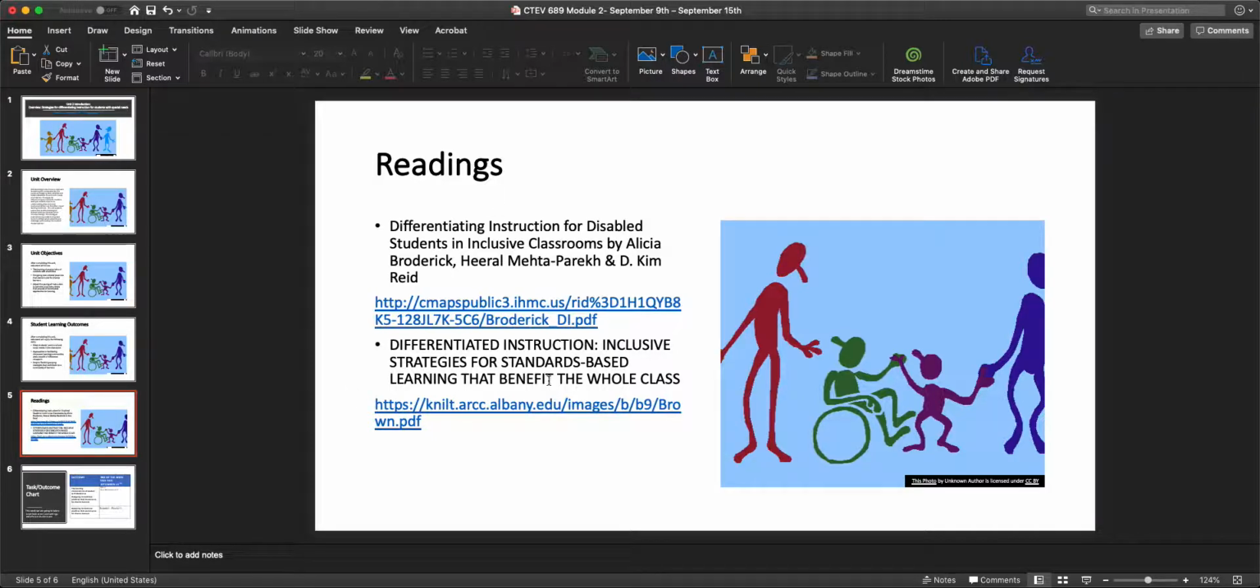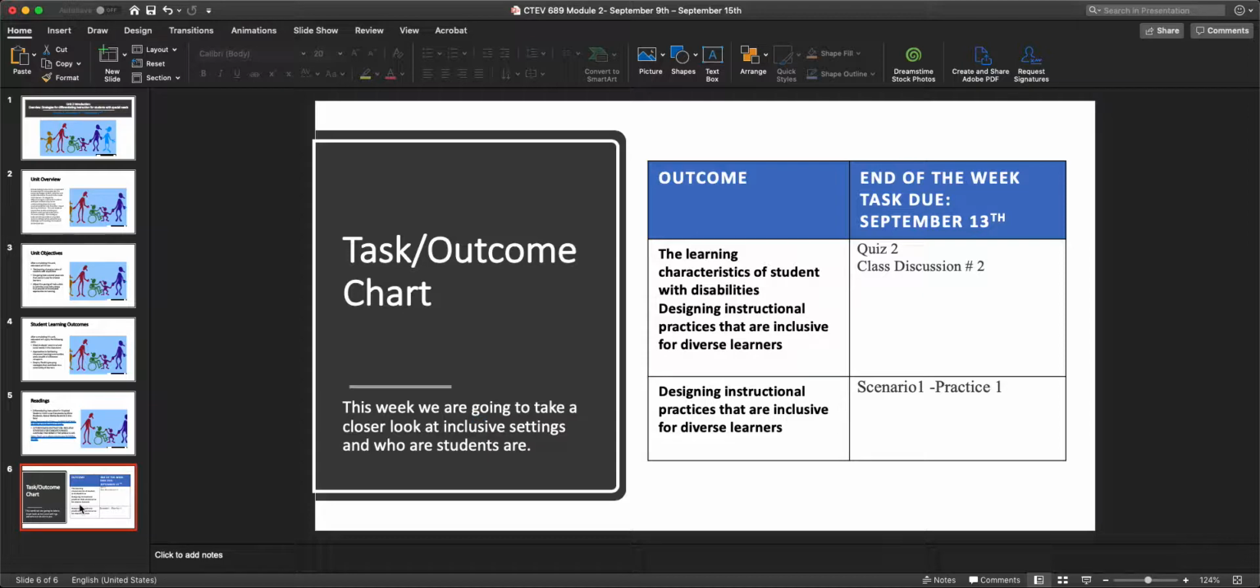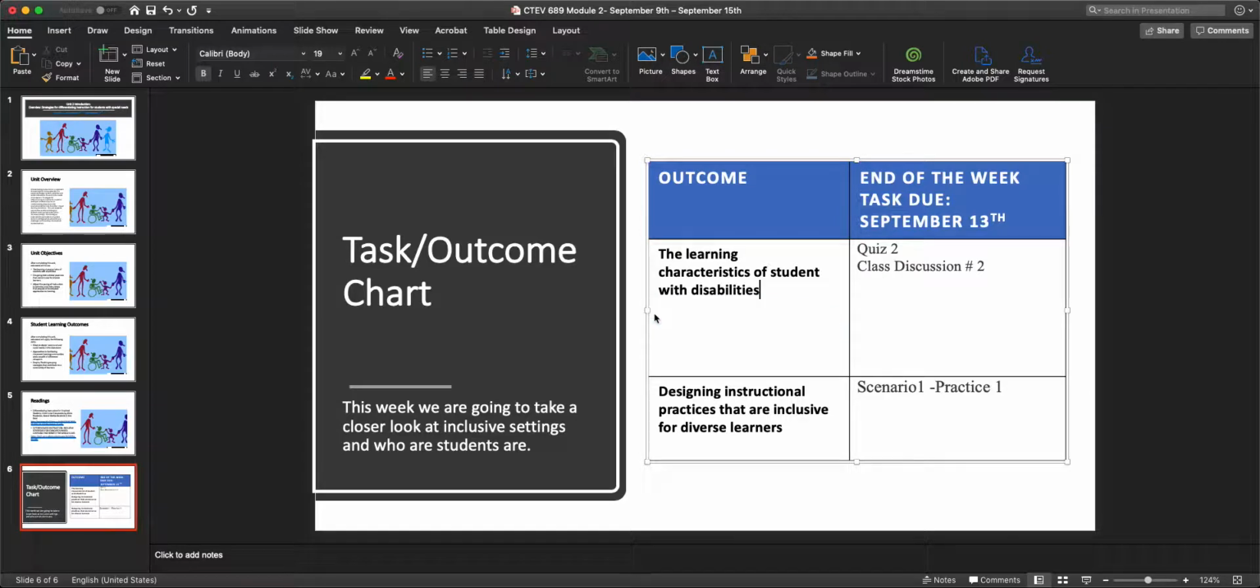The 2 readings for this week, I changed a little bit for the second one. The first one is still the same, Differentiated Instruction for Disabled Students in Inclusive Classrooms by Alicia Broderick and the other authors. And then the second reading, Differentiated Instruction and Inclusive Strategies for Standards-Based Learning that Benefit the Whole Class, is the new one that I added. By the end of this week, I only focused on 2 outcomes: the learning characteristics of a student with disabilities, and then the last one, which is designing instructional practices that are inclusive for diverse learners. So this is for scenario 1.